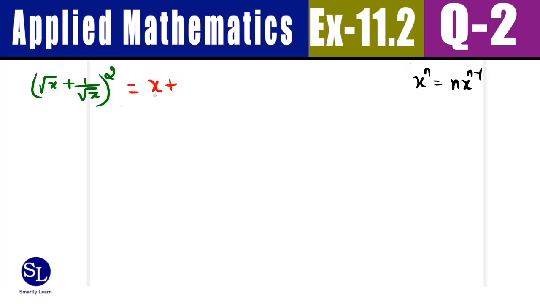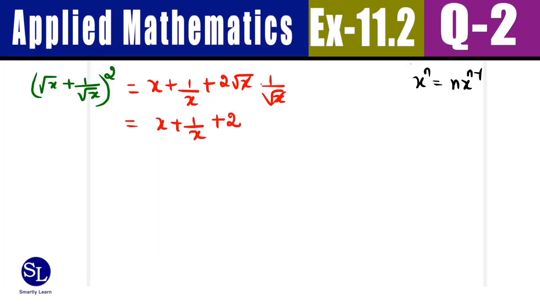b square is (1/root x) the whole square, so it is 1/x, plus 2ab, 2 into root x into 1/root x, where I can strike out this. So the expanded answer is x plus 1/x plus 2.